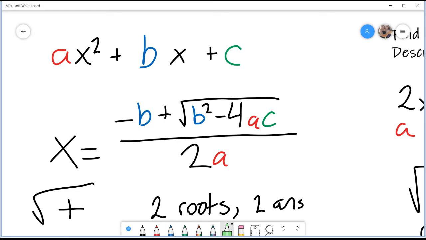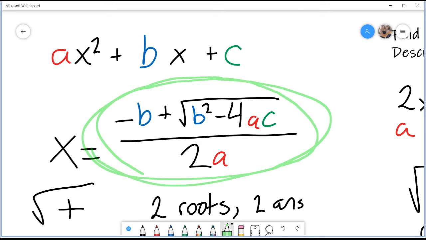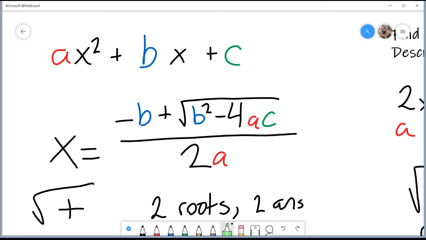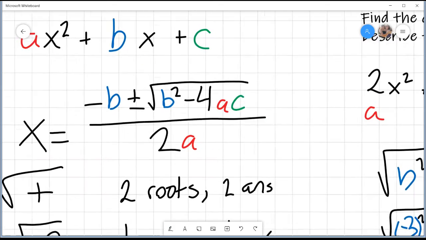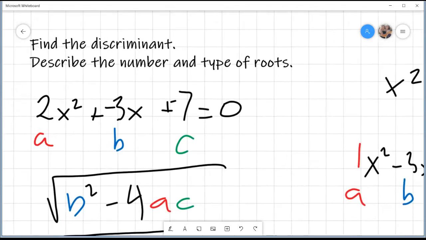In this type of equation, you'll see that x is on this side. That's what we're solving for. We are solving for x. And we'll be able to do it in one shot by putting everything on this side. Negative b plus or minus, I forgot the minus, plus or minus the square root of b squared minus 4ac over 2a. So we want to do one that has solutions.